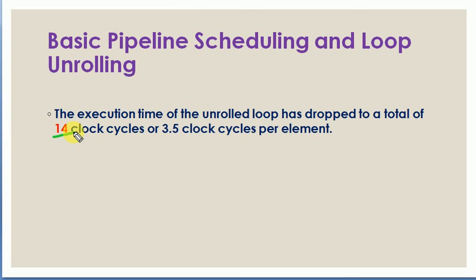Initially it was 1000 into 9, that is 9000. Second, it was reduced to 7 into 1000, 7000. Now it is even reduced to less than 5000 itself. So the total number of cycles, or latency between instructions, will also be reduced, and effectively the overall number of clock cycle delays can be reduced and the speed increased by using loop unrolling and by adding pipeline scheduling into the given set of instructions.